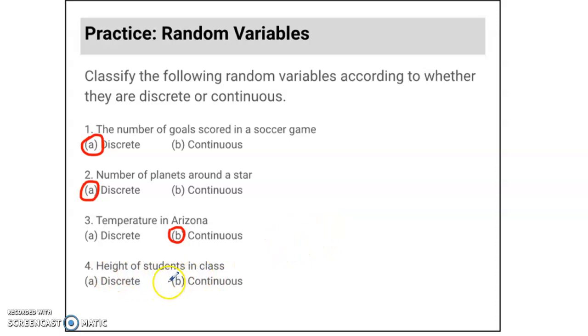And again, heights of students in class, we call that continuous. Even though I say, I'm 6 foot and 1 inch tall, right? I would never say 6.17426 inches tall, but you could do that. So it is continuous because it's measurable in that way.